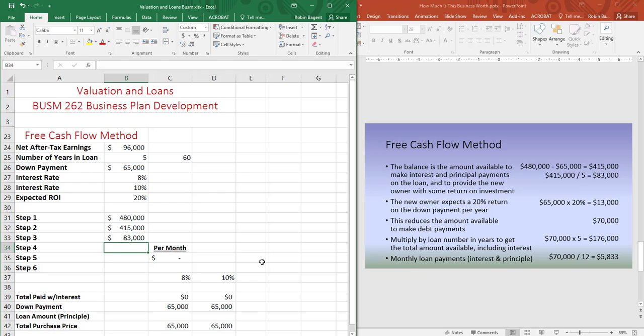So our next step is to determine the return on investment. Now the only money we have currently involved is the down payment. So we take that $65,000, and multiply it by the expected return on investment that we want for that money. And that gives us $13,000. So taking $83,000 and subtracting what we want out of it for our income takes it down to $70,000.